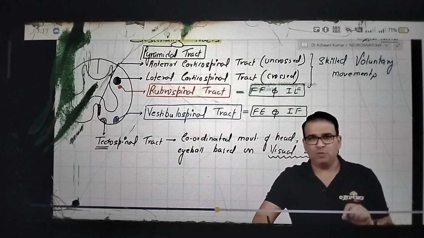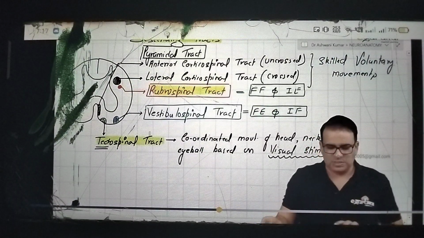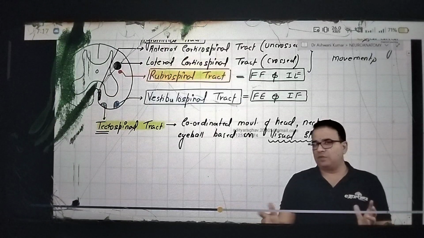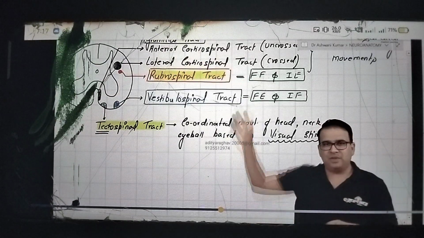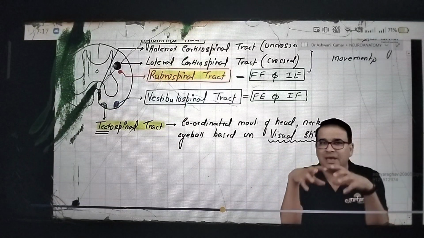Now there is some comparison that I want to do before we go to the pyramidal tract, and that comparison is between the rubrospinal and tectospinal tracts. You will say, what comparison is that? One is coming from the red nucleus, the other from the midbrain, so how can you compare them? Their functions are also not comparable. No, it's not about the function. It's about their morphology, their topography, where they are present.